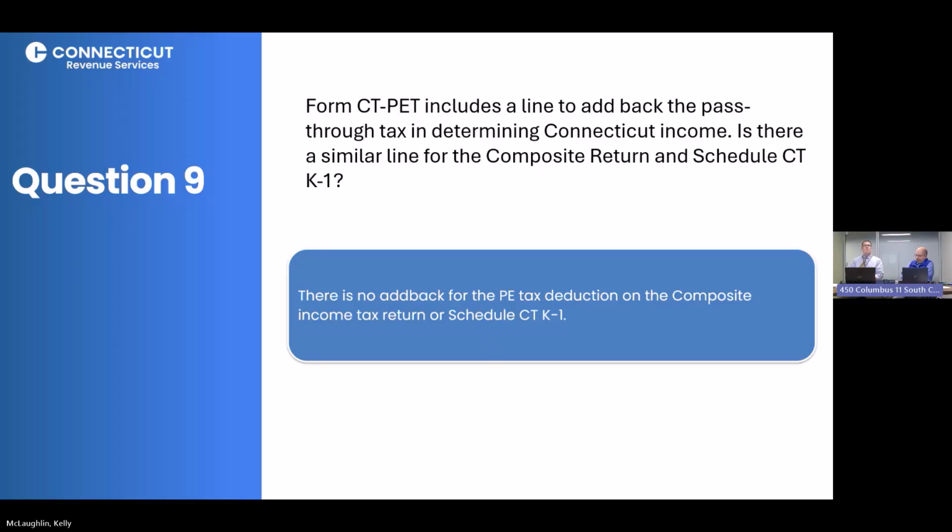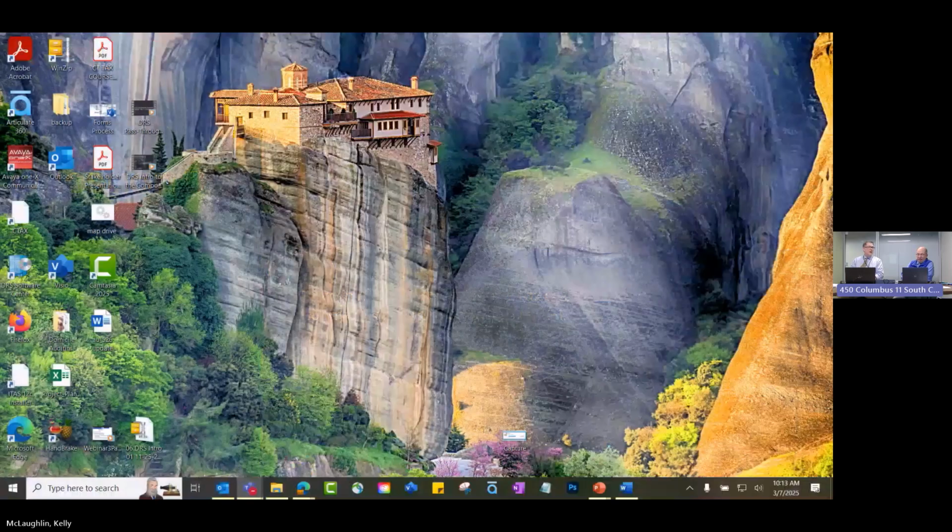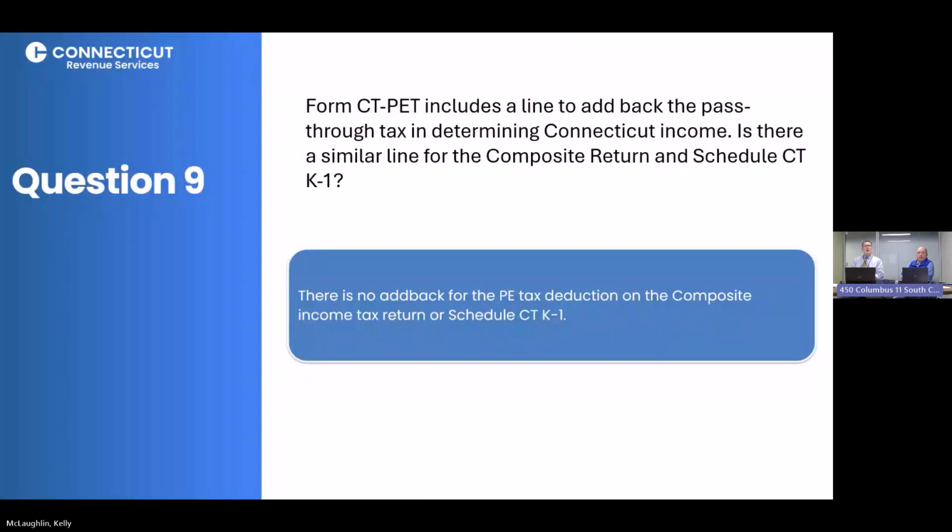No, for the composite return, and again, I will keep referencing the proper name, the CT-1065/CT-1120SI, or the Schedule CT-K1, there is no add back modification to add back pass-through entity taxes deducted in determining the Connecticut source income. For the Connecticut PET, the CT-PET, there remains the addition amount. For the PET purposes, there is a PE credit limitation, which incorporates that modification. So therefore, on the composite income tax side, there is no need for the add back modification.